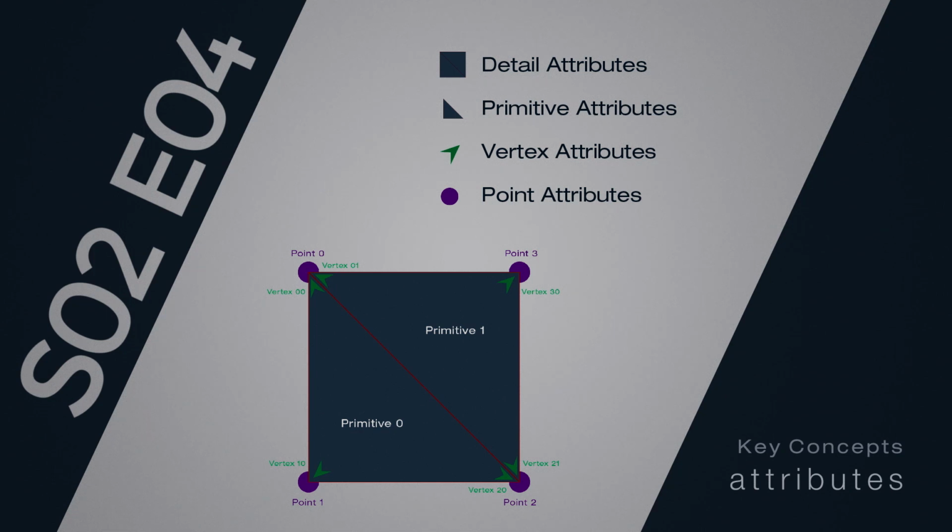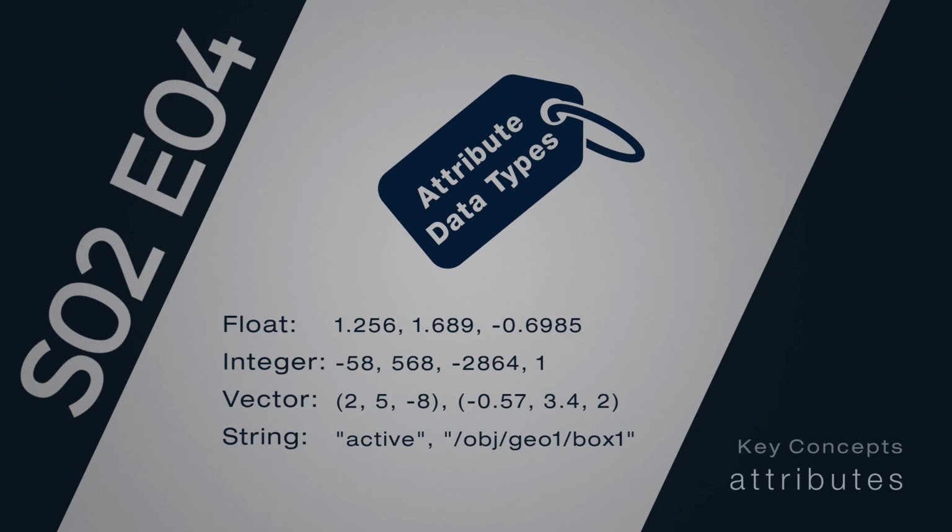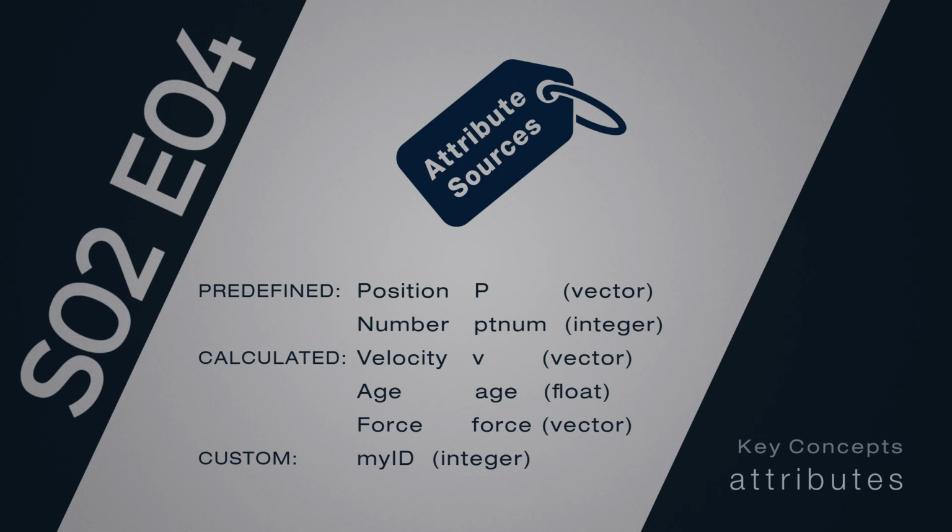But what kind of values or data can we store as attributes? The data stored as attributes can be of four types: float numbers, integer numbers, vectors, and strings. Some attributes are predefined by Houdini. For instance, every point has a position attribute called P. P is a vector type attribute as it defines the point position by the three space coordinates X, Y, and Z. Another predefined attribute is PTNum, which is the point number and is an integer type.